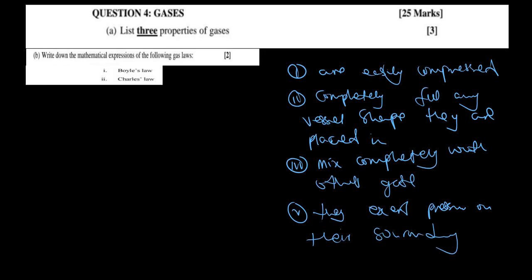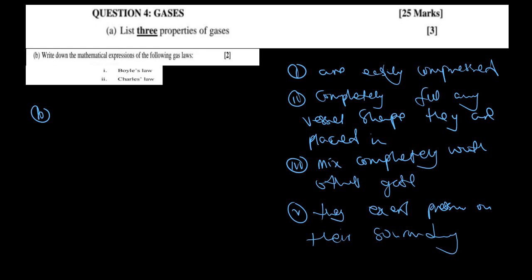Now we are told to write down the mathematical expression, or equation, for the following laws. Boyle's law states that at a fixed temperature, for a mass of a dry gas, or at a constant temperature, the volume of a gas is inversely proportional to its pressure.